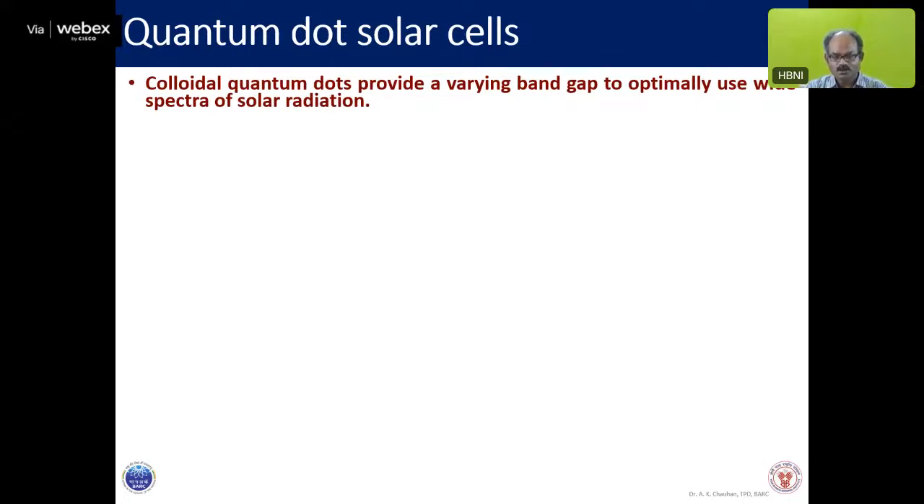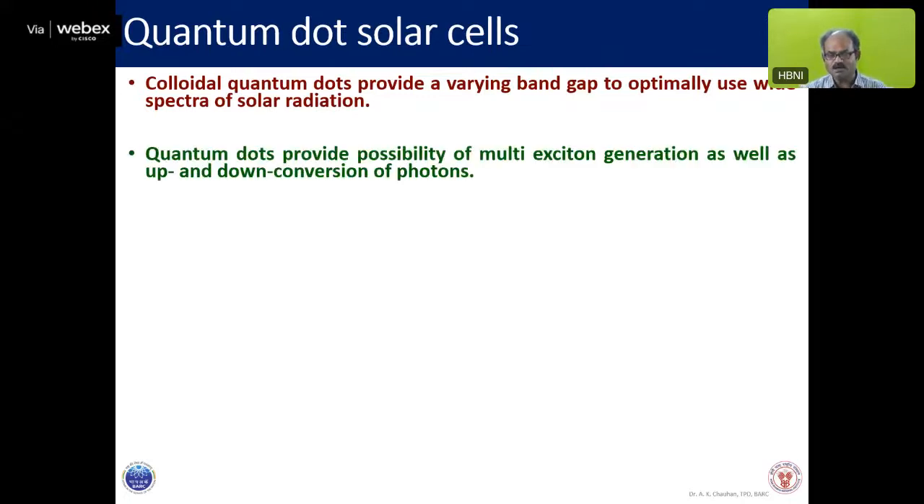That's why we call these quantum dots, because the size is so low that quantum mechanics is the only solution. You understood what quantum dots are? Quantum dots are materials whose thickness, diameter or size is very small, but all are identical. Quantum dots provide the possibility of multi-exciton generation as well as up and down conversion of photons.